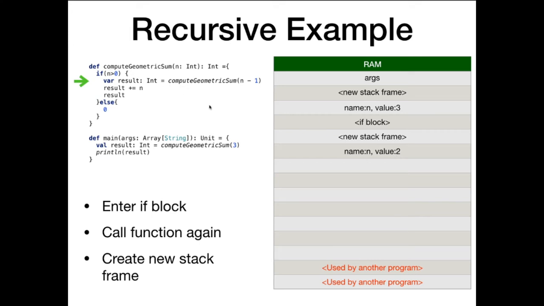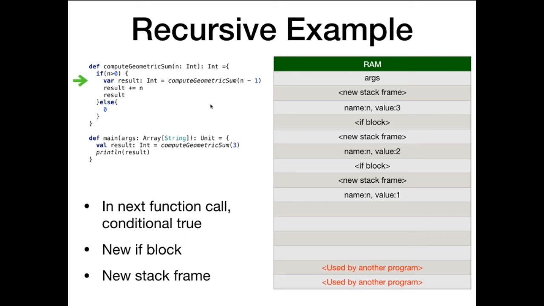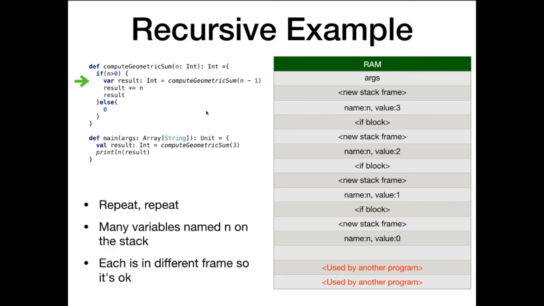So new stack frame, n equals 2, call the method again, condition's true, new if block, new stack frame, new n, new value for n. N is 1, condition's true, new if block, new stack frame, new n, new value for n is 0, and we have 1, 2, 3, 4 variables named n, all with different values, all on the stack. No concerns because they're all in different stack frames, so they're not conflicting with each other in any way.